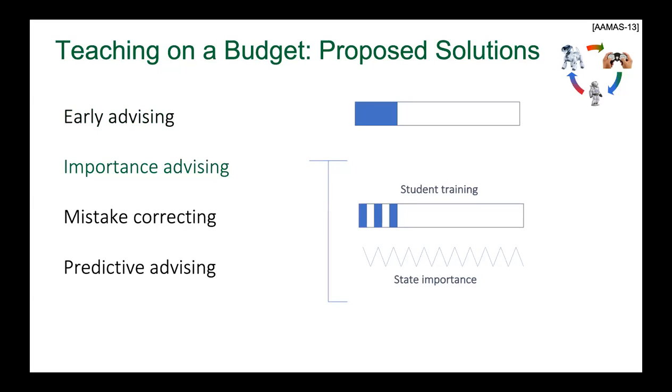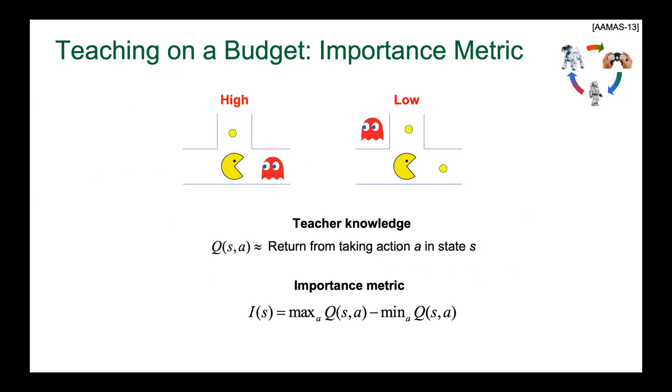Another option is to think of, I want to give advice where I think it's important. So I look at how important the student's current state is. If the state is important, the teacher could give advice. Okay, great. What does important mean? Well, one way of defining state importance is to look at the difference between the best and the worst action.